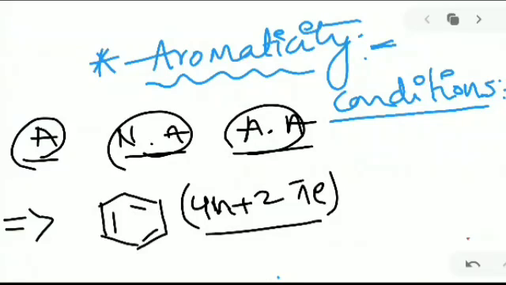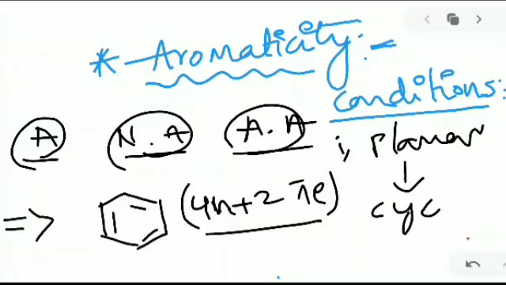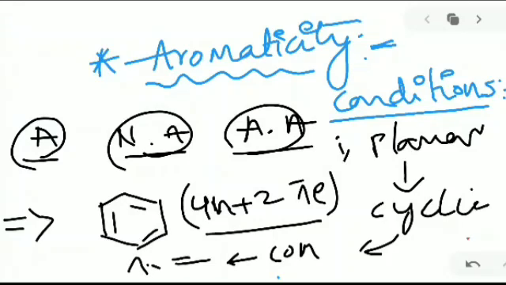Now we'll see the conditions of aromaticity. First, the compound should be planar, it should have conjugation with alternating double bonds, and it should be cyclic. It also involves the 4n plus 2 rule, the Huckel rule. So these are the conditions of aromaticity. Now we see examples.